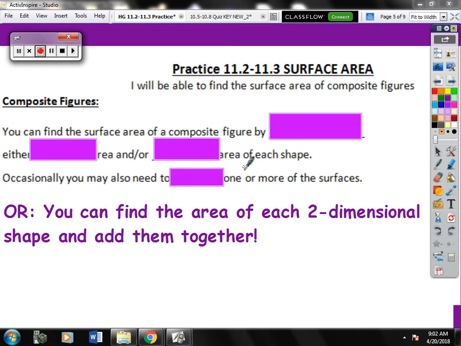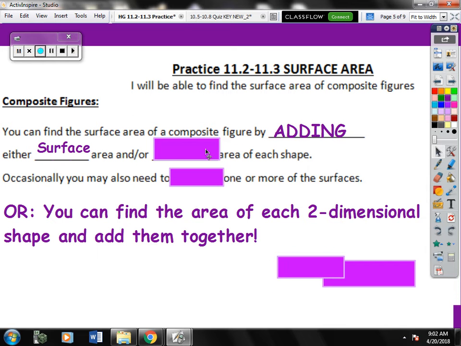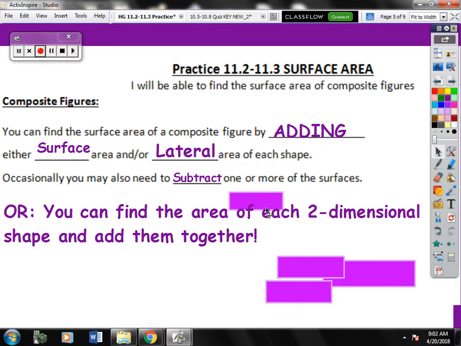It requires you to think and problem solve. So it's not just going to be as simple as plugging into a formula, which is why some of you hate this. All right, so to find the surface area of composite figures, you can do this by adding either the surface areas or the lateral areas, depending on what instance you're given. And occasionally, you may also need to subtract one or more of the surfaces. Notice my little or statement, or if you prefer, you can just find the area of all the two-dimensional shapes and add them together. And sometimes that will be easier.